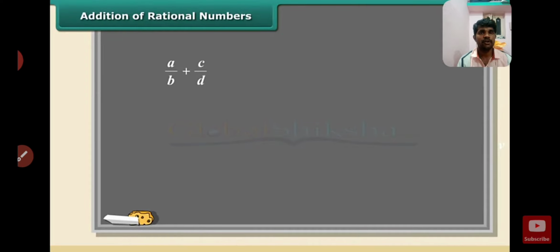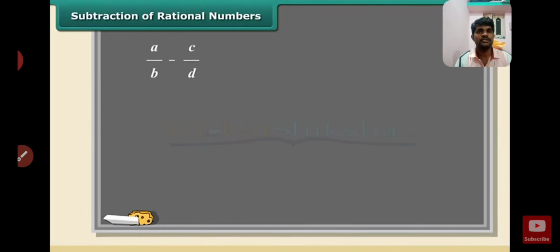Addition of rational numbers. How can we add? Here B and D are the denominators. We have to multiply both the denominators with the numerators: A into D plus B into C, over B into D. Addition of rational numbers or fractions. Addition of fractions: 5 by 4 plus 1 by 4. 5 plus 1 is 6, so 6 by 4 is the answer. The simplest form is 3 by 2.